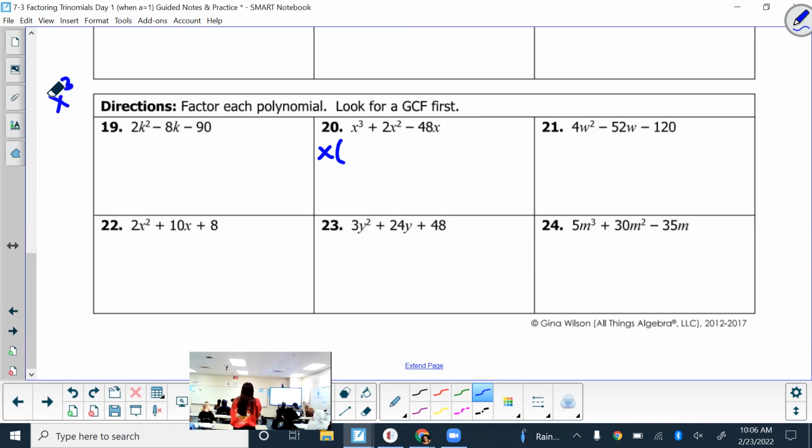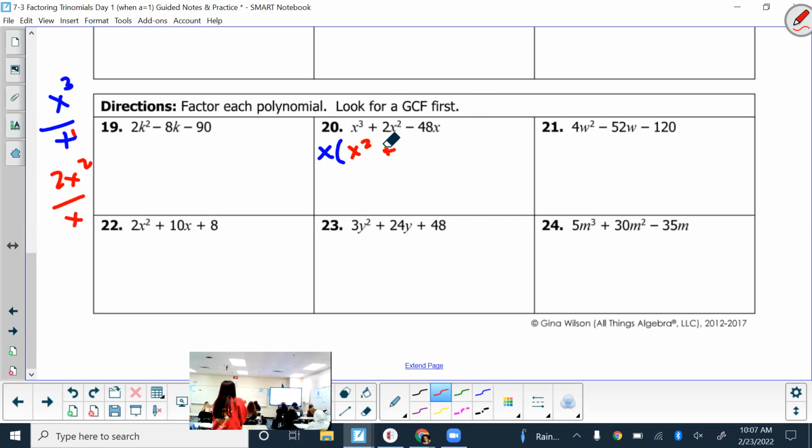So for that, you need the quotient rule. So here's what you're doing essentially. What's the coefficient if it's not written? 1. And the quotient rule says to subtract the exponents. So 3 minus 1 is 2. We get x squared. Then we have 2x squared divided by x.